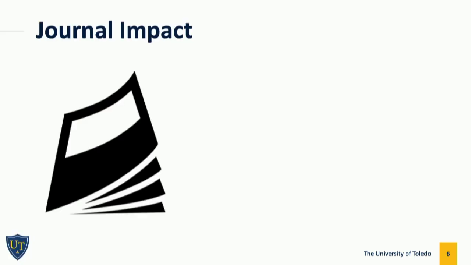So the first category we are going to look at is journal impact metrics. And I want to preface all of this by saying this is just a general overview of a variety of different metrics for journals, for authors, and for articles.